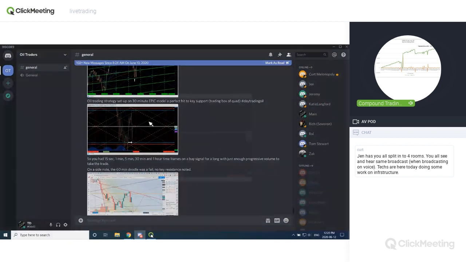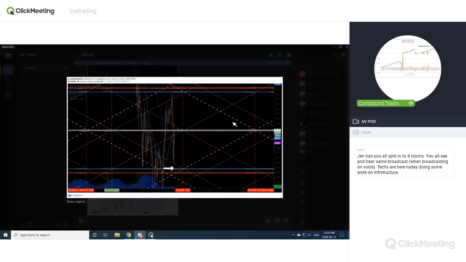Well, and this is probably even more important. So this is the tried, true, tested Epic 30-minute model that started it all. And it had key support. So this is a trading box on all the models where you see the blues and the reds, blue and red, that's the trading box. This is the mid quad, the heavy grays, and this is the quad itself.